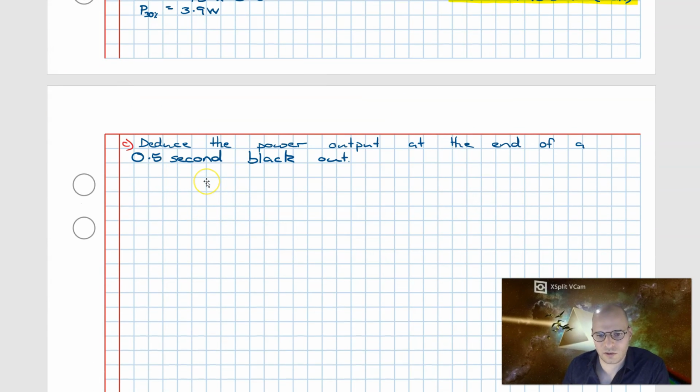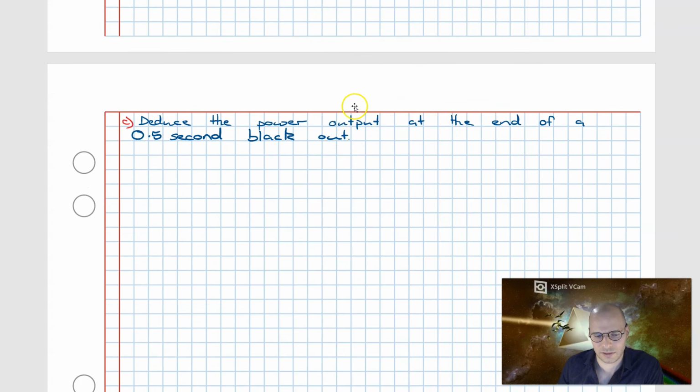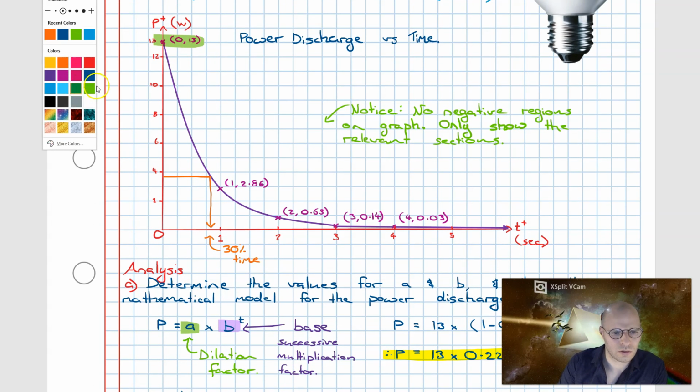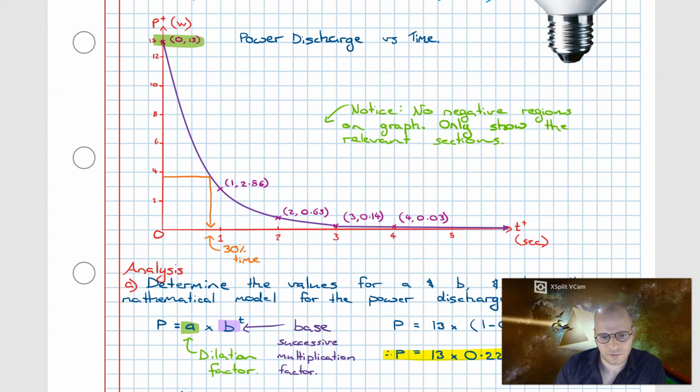Alright, moving down to C, deduce the power output at the end of a 0.5 second blackout. So what's occurring here is the power might have failed for half a second. So we want to deduce what the power output will be after half a second. In other words, we're going for, use green pen now, at half a second we're sitting here. Lots of arrows. So we want to know what this value is. By inspection it looks like it's going to be 6, but we don't really know that. We'll have to find out.